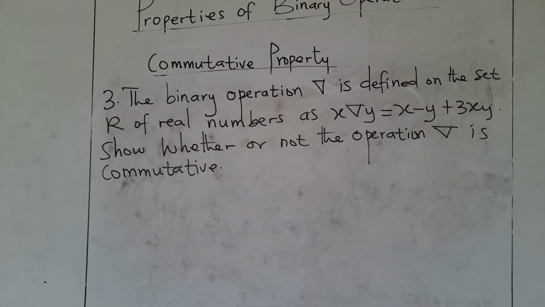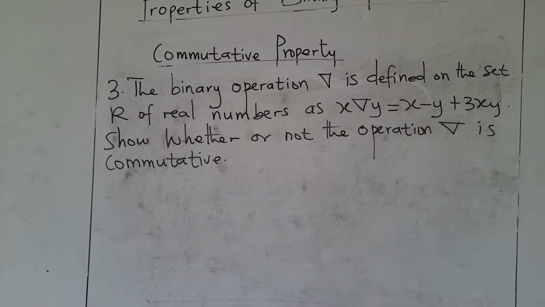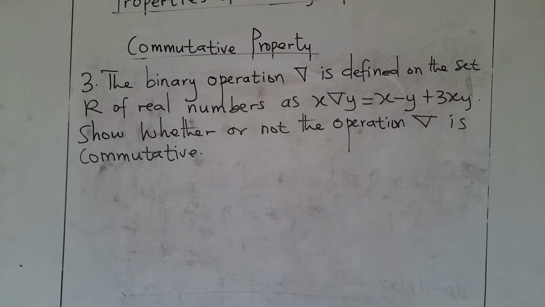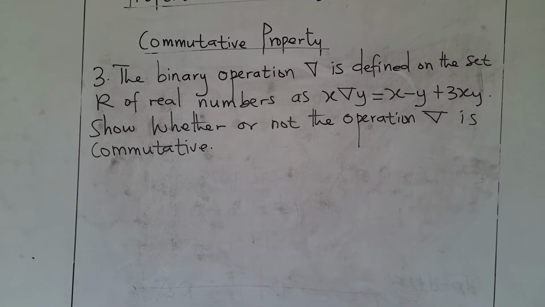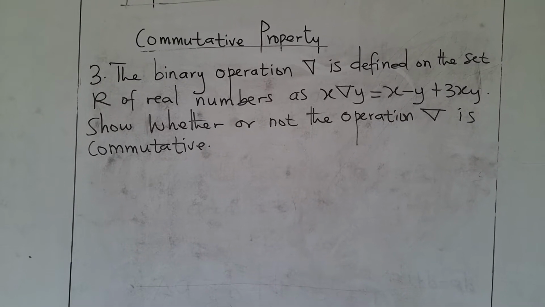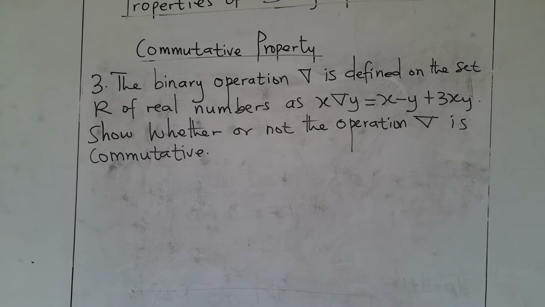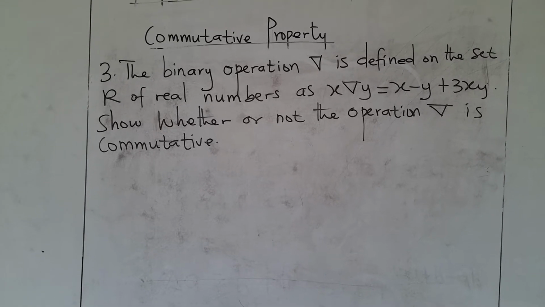So please, you can pause the video and try solving the third question on the board, which reads that the binary operation is defined on a set R of real numbers as x operation y is equal to x minus y plus 3xy. Show whether or not the operation is commutative.